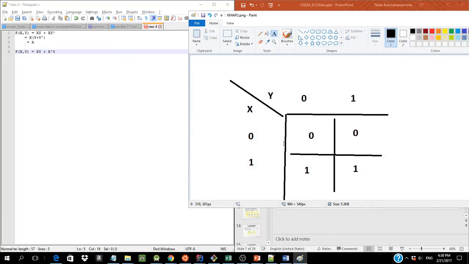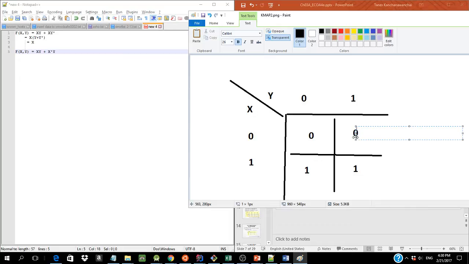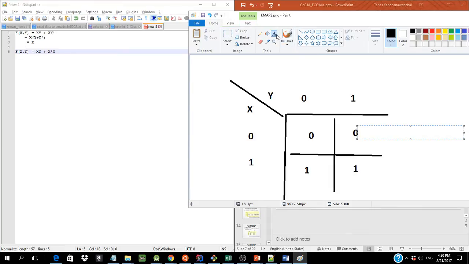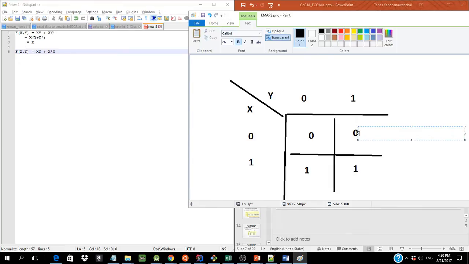All right, so what should it look like? X prime is 0 and y is 1. It should be there, right? Instead of 0, it should be 1 right there, right?